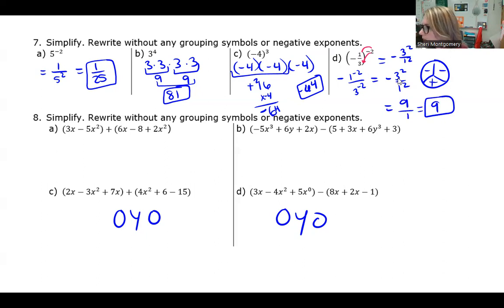Most of these exponent problems are not difficult. You just got to be careful. Most of them are not difficult at all. We just have to be careful.